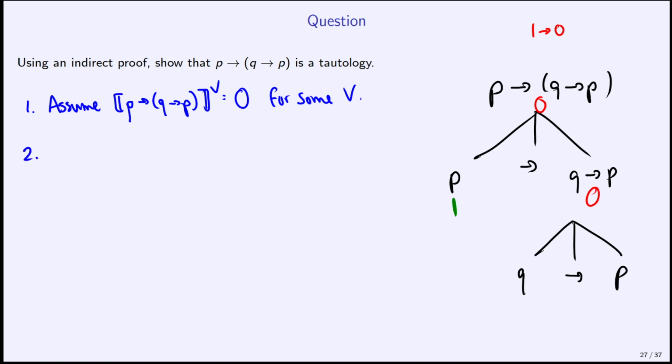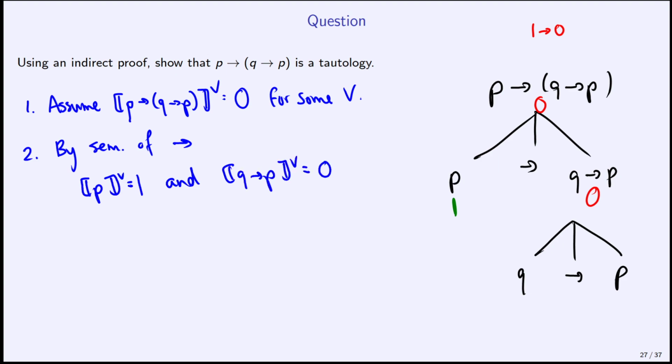So 2, we know by the semantics of the conditional that P is true and Q arrow P is false for that situation. That's because 1 arrow 0 is only false when the antecedent is true and the consequent is false. Okay, we're going to do the same thing on Q arrow P now.